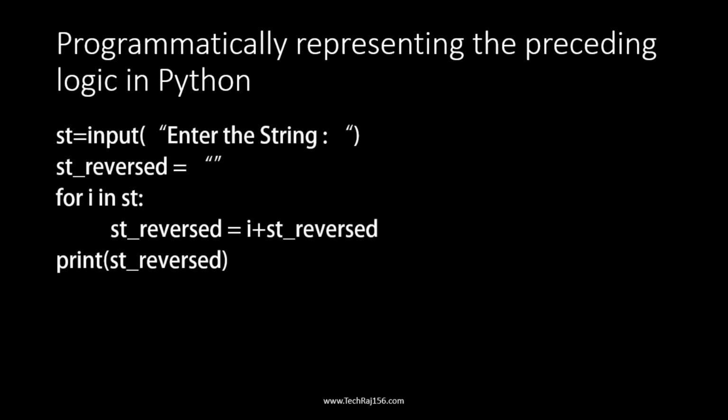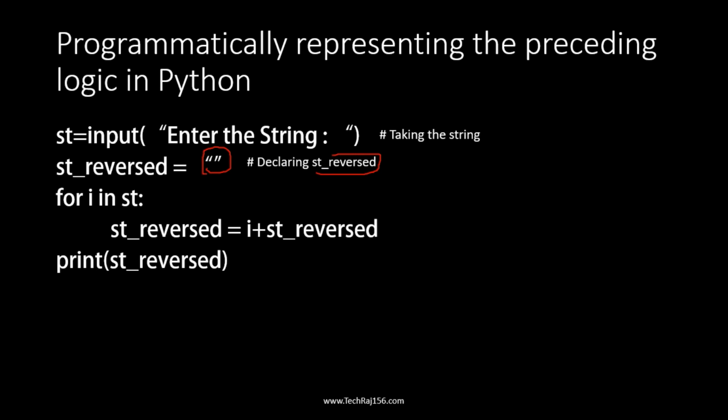Alright, so how do we programmatically represent the preceding logic in Python? Let me write a Python code to do the same task, reversing a string. So this is the Python code to do so. Firstly I'm going to take the string. I've inputted the string from the user, and then as I said, I declared the st_reversed variable and initialized it with an empty string. I'm just saving it in the memory.